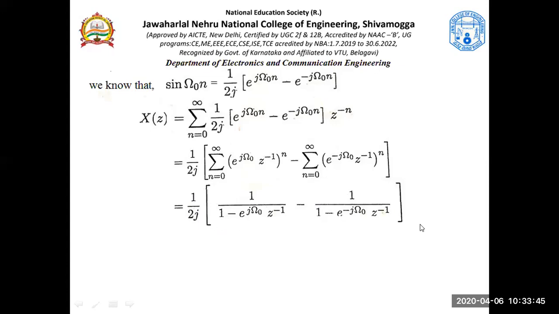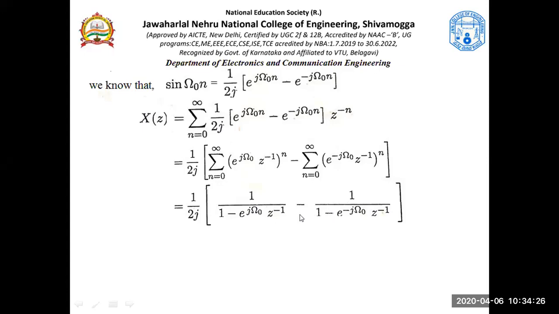Every time I've been telling, whenever you find X of z, we need to find out the ROC. And you'll find the ROC when you get the result of the summation. Soon after you get the result of summation, there itself you get your region of convergence. So what is region of convergence? Region of convergence is the values of z for which X of z is finite. So for this to be finite, the denominators should not be 0, because 1 by 0 would make it infinite. So the denominator should not be equal to 0.